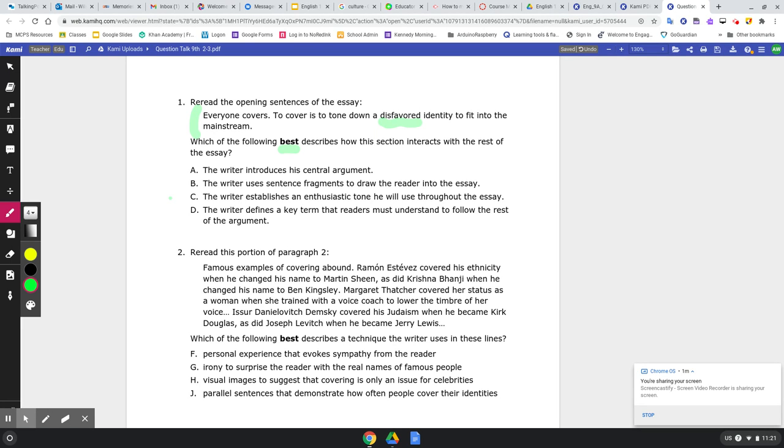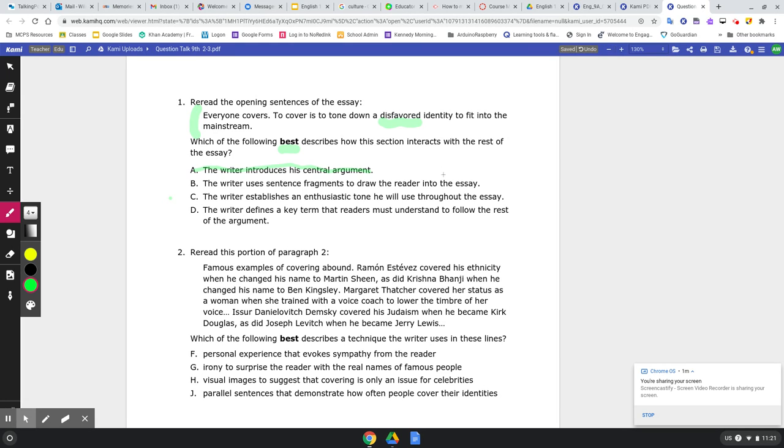The writer introduces the central argument. That's A. Everyone covers. To cover is to tone down a disfavored identity. That doesn't sound like an argument. So I don't think it's A. So I'm going to scratch that off. I don't think it's A.